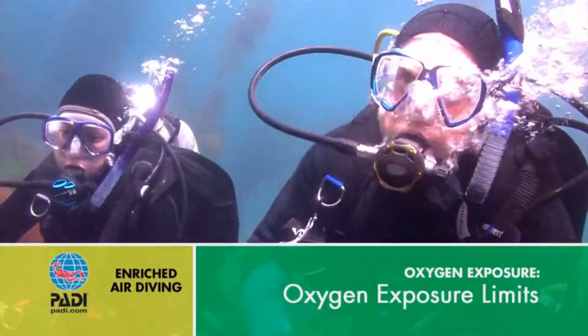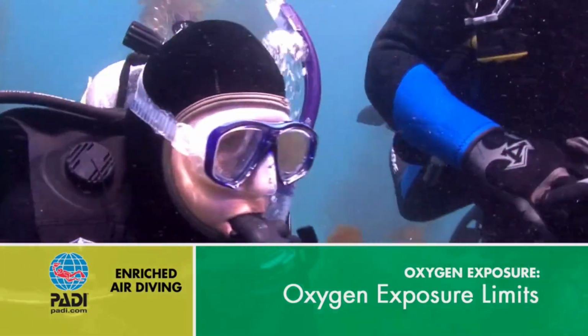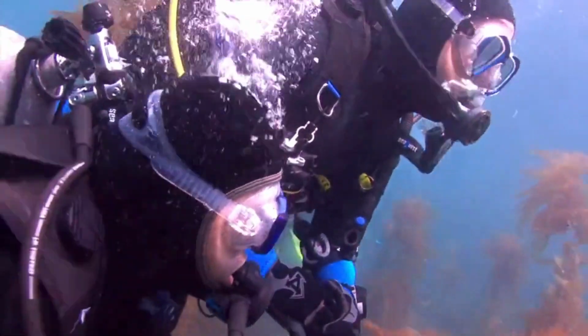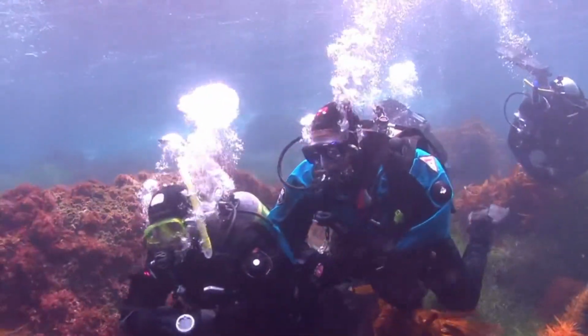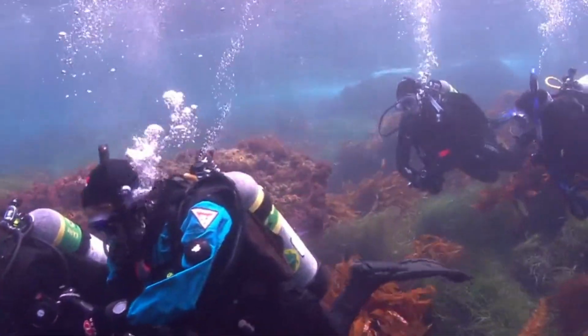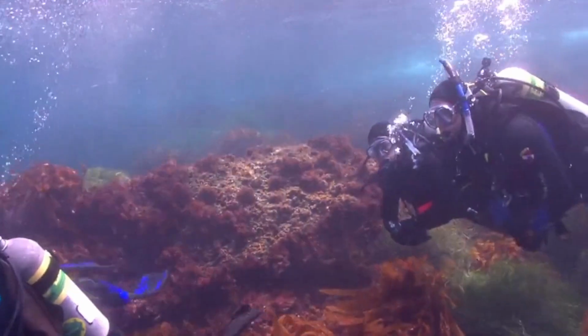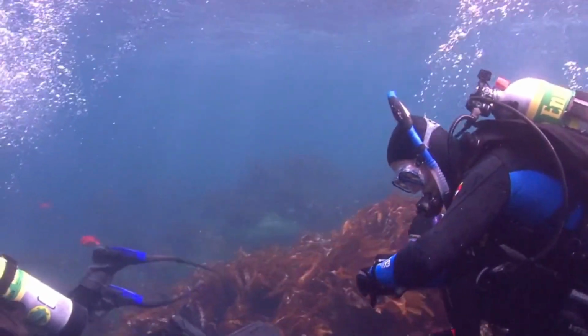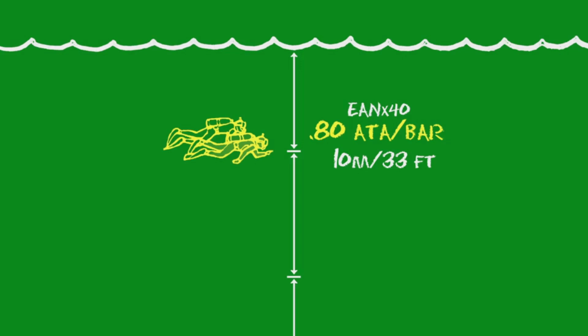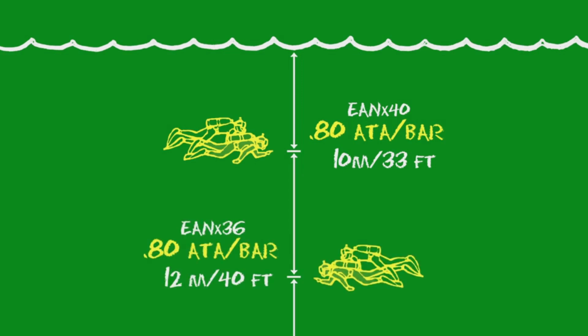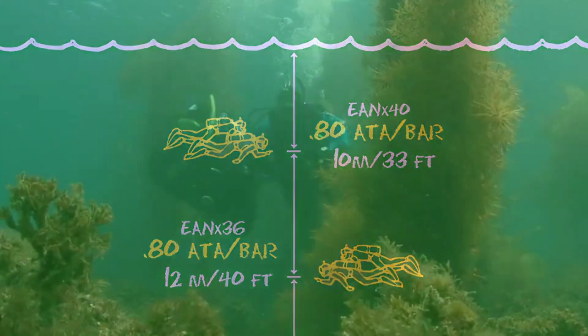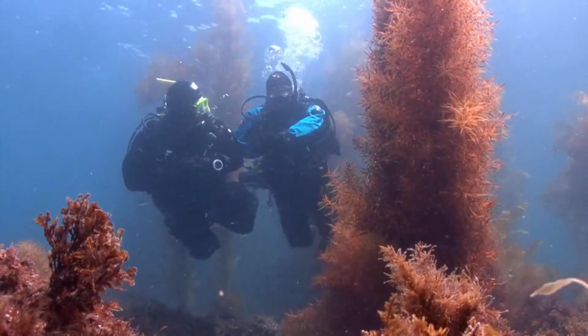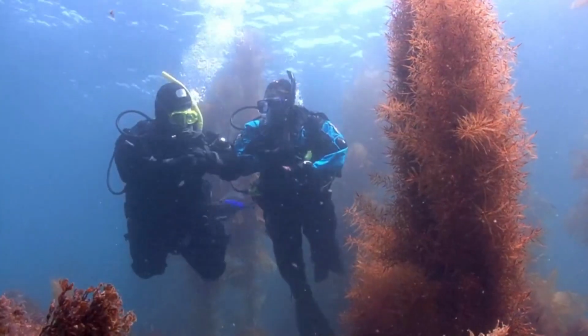Let's look at how you use oxygen partial pressures to stay within limits to avoid oxygen toxicity, which can be a serious hazard. Your Enriched Air dive computer tracks your oxygen exposure much as it does your exposure to nitrogen, and it's important to stay well within the limits. Oxygen exposure limits relate entirely to the oxygen partial pressure. The PO2 at 10 meters/33 feet using Enriched Air 40 is 0.80 ATA/bar. At 12 meters/40 feet using Enriched Air 36, you would have the same partial pressure. Your oxygen exposure limits would be the same for either dive, as your dive computer would show the same oxygen exposure limits.